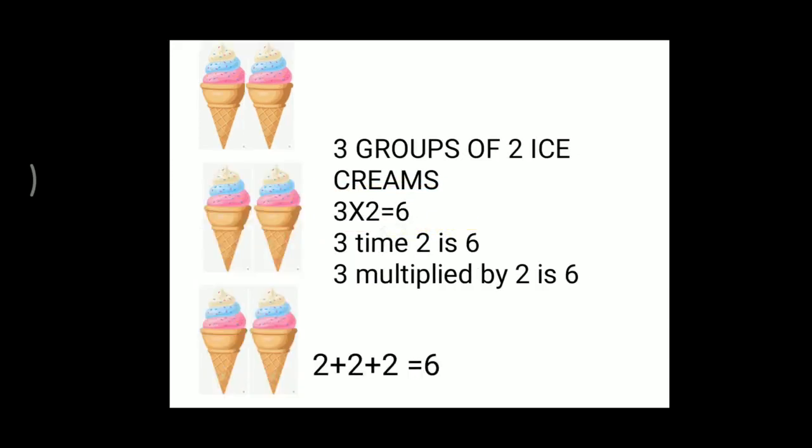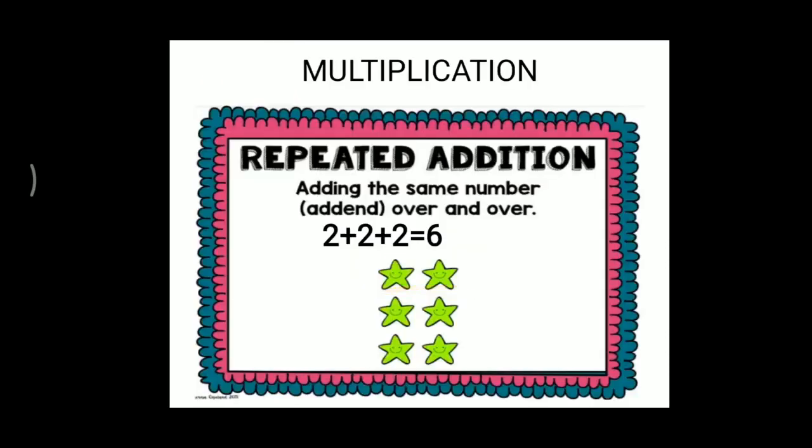Here we see three groups of two ice creams. The total number of ice creams is 2 plus 2 plus 2 is equal to 6. We can also say 3 times 2 is 6, and 3 multiplied by 2 is 6. And it is written as 3 multiplied by 2 is 6. With the example, we can say that multiplication is repeated addition.